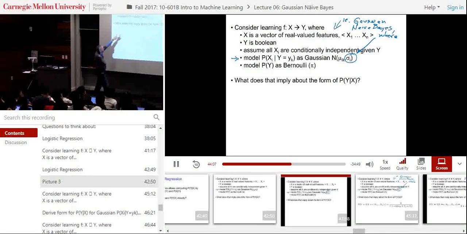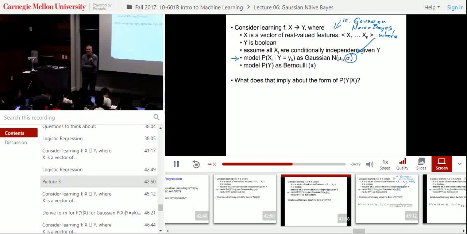Now I can ask, what does that imply about the form of P of y given x? And it turns out, we'll see on the next slide, it implies that P of y given x has a particular functional form. And once we know what that form is, we can see what the parameters in that functional form are, and then just directly estimate those. And that's the whole idea of logistic regression.